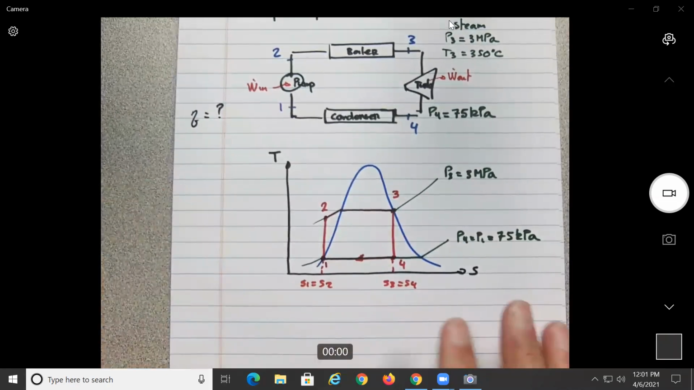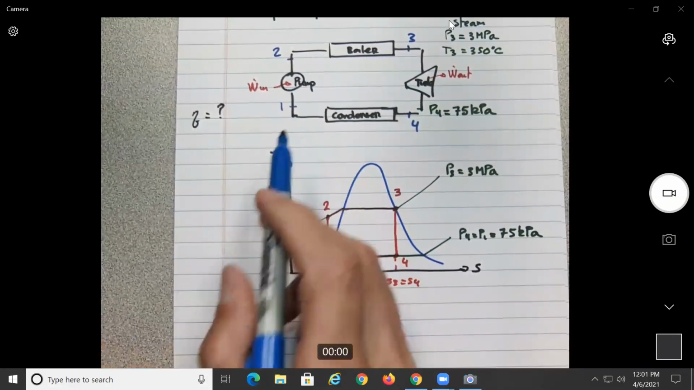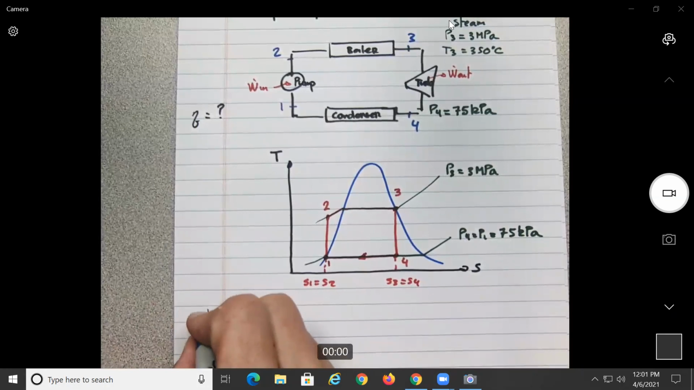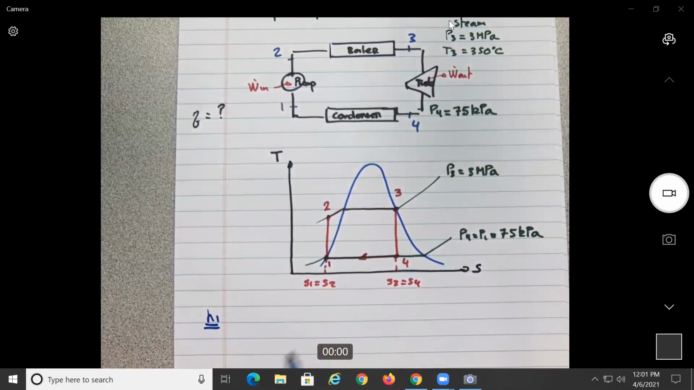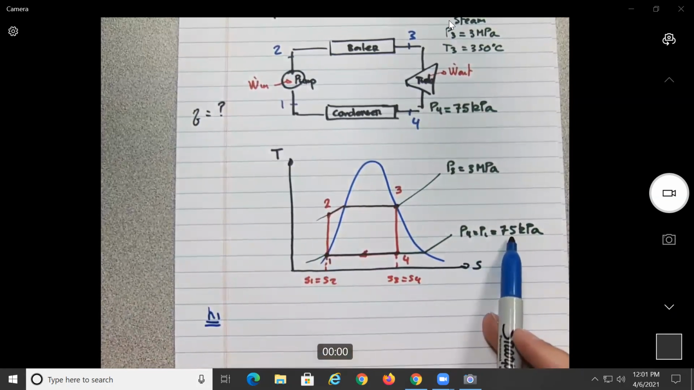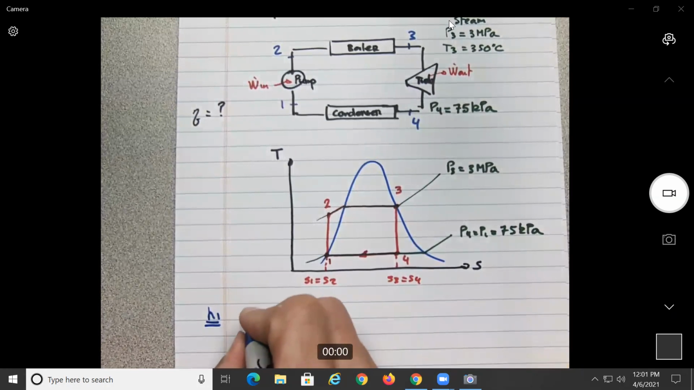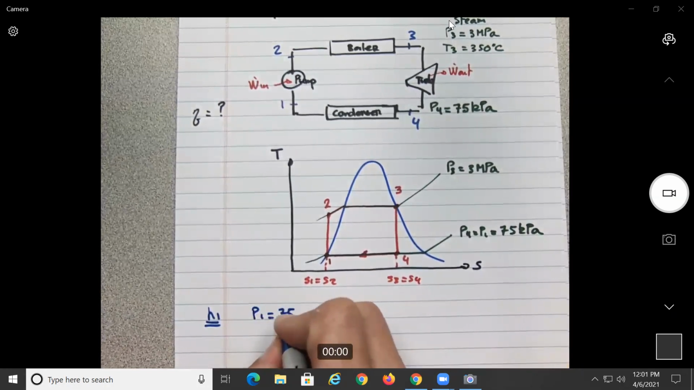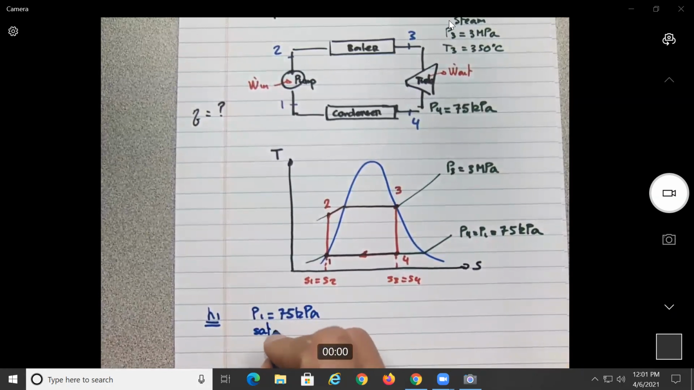All right, so let us find enthalpies. Let's say we go to state 1. How do we find H1? What do we know at point 1? We know this is going to be a pressure of 75, and this should be saturated liquid, no? So we know P1 equals 75 kilopascals, and we know the state will be saturated liquid.